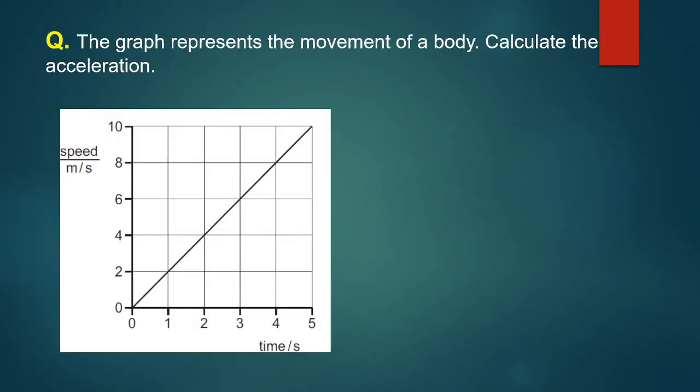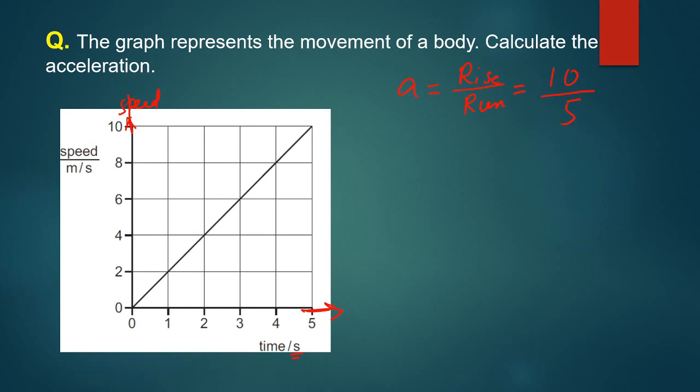Calculate the acceleration. Here is speed time graph. We have a speed along y-axis and we have a time along x-axis in seconds. To calculate the acceleration, we have different ways, as I told you. a equals rise over run. So you can use the value 10 divided by 5 to calculate acceleration.